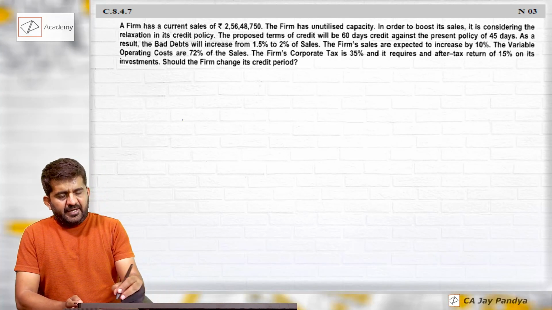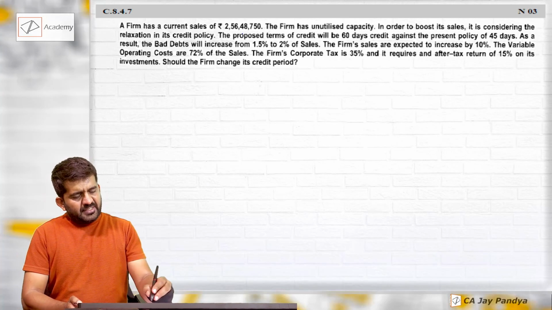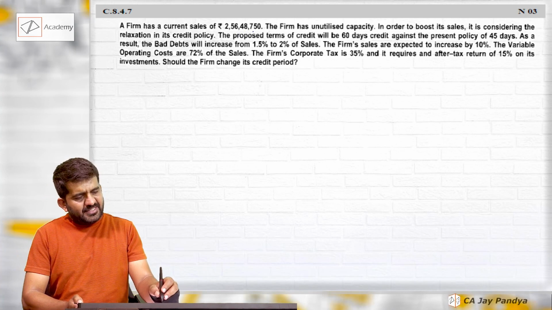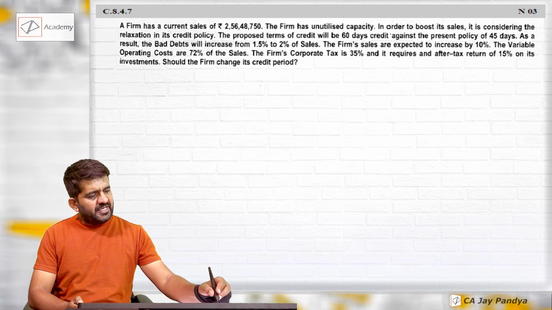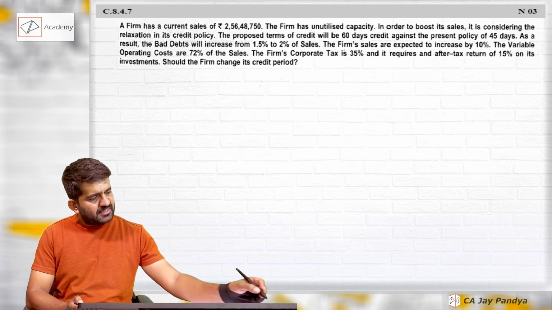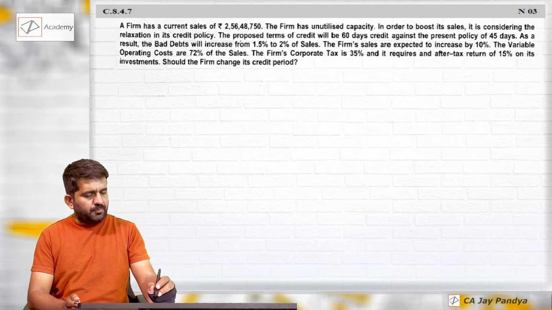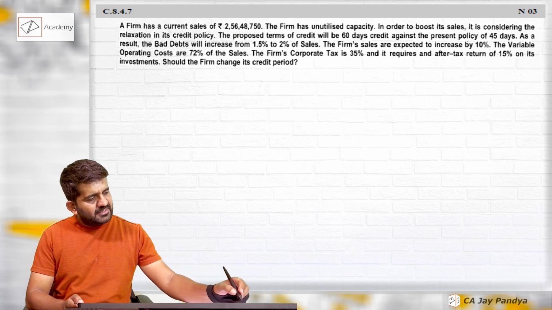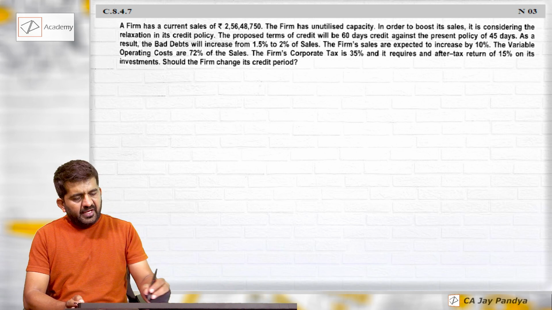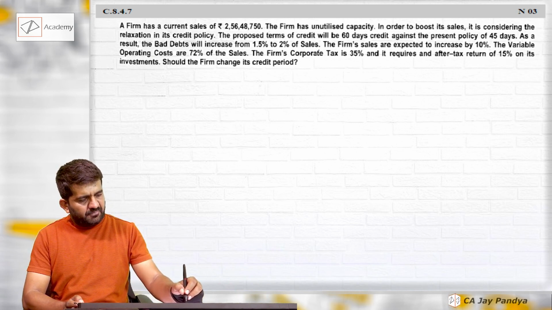Next is C 8.4.7. A firm has current sales of 2 crore 56 lakh 48,750 rupees. The firm has unutilized capacity in order to boost its sales. It is considering the relaxation of its credit policy. The proposed terms of credit will be 60 days, against the present policy of 45 days. As a result, bad debt will increase from 1.5% to 2% of sales.